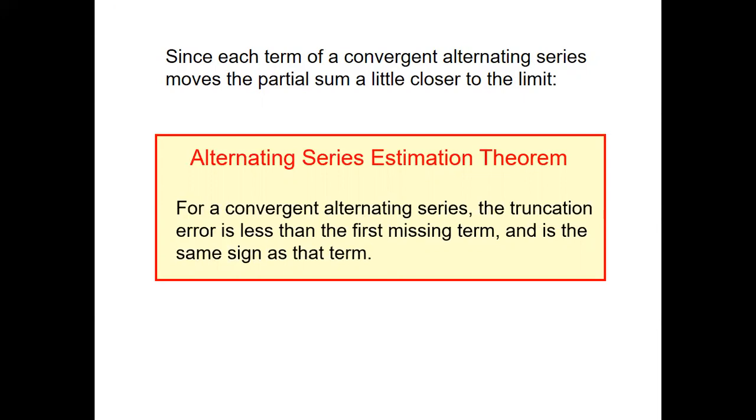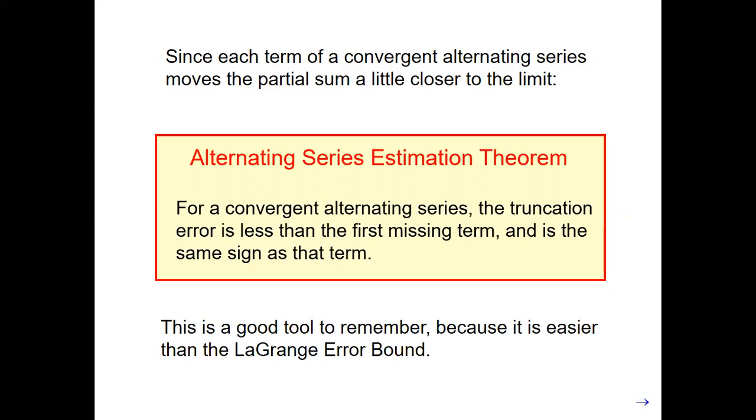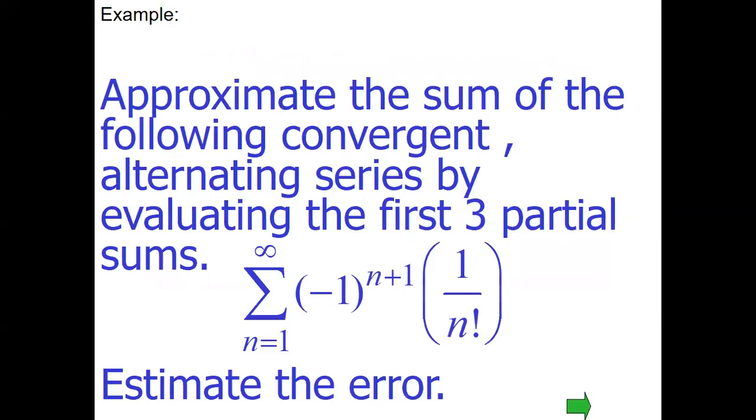For a converging alternating series, the truncation error, meaning all of the terms that I chopped off, all of the terms I didn't include, if I'm doing a third partial sum, the 4th term all the way to infinity, that's my truncation. The truncation error is less than the first missing term, and it has the same sign. So how does this work? It's going to work a lot easier than Lagrange. So we like dealing with this.